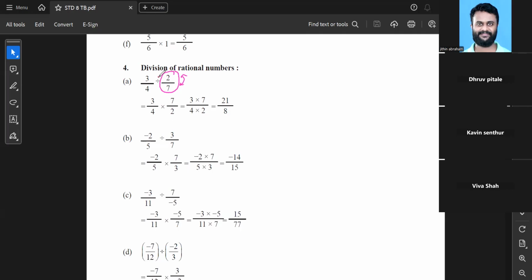When you do this reciprocal, the division symbol becomes a multiplication. Once you have multiplication in hand, you know how to deal with it. We have already done multiplication. Whenever you see division, you simply take the reciprocal of the second fraction to make it multiplication and then proceed further as a multiplication problem itself.